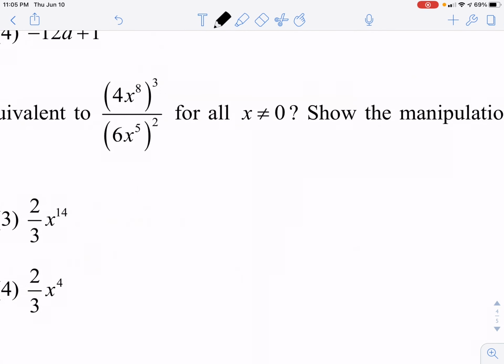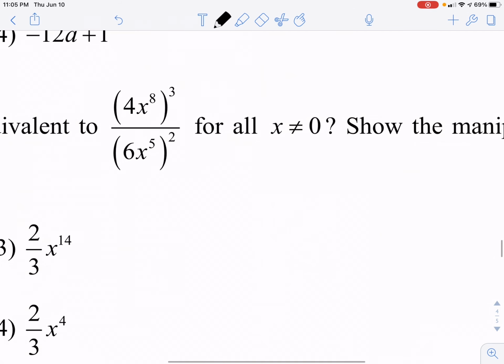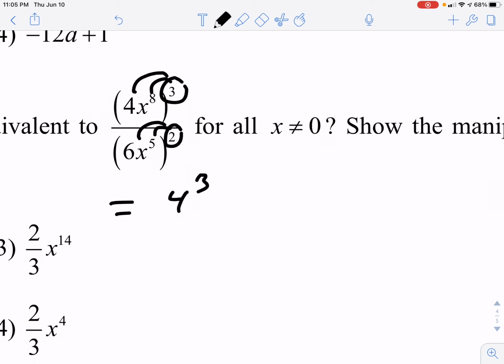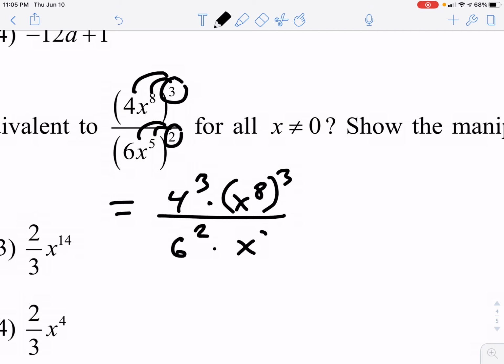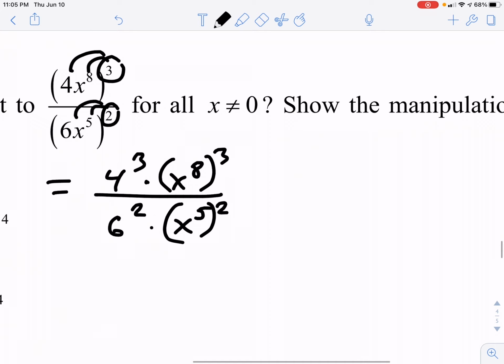So basically, we've got to simplify this, which we're going to start by applying the cube to everything here and applying the square to everything here. So on the top, we have 4 cubed times x to the 8th power cubed, and that's over 6 squared times x to the 5th power squared. So we begin by applying this cube and the square to everything, top and bottom.